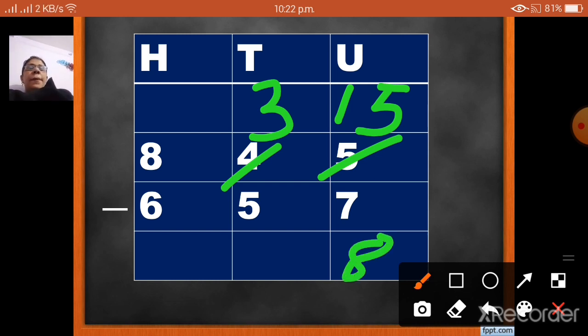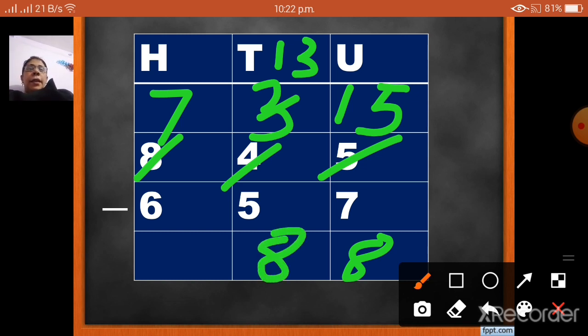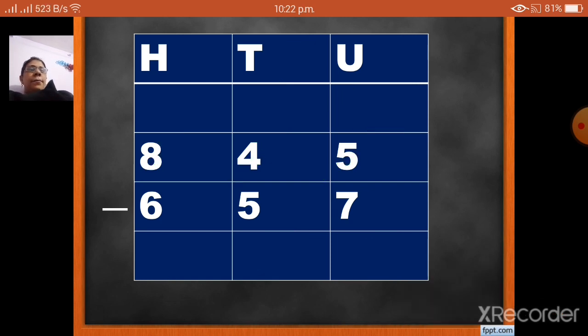Now 3 minus 5. Again 3 is a smaller number, 5 is a bigger number. So we'll cut this 3 and we'll make it as 13. And I'll cut this 8 and we'll make it as 7 because I borrowed 1 from 8 to make that 3 into 13. So after 5 you have to count till 13: 6, 7, 8, 9, 10, 11, 12, 13. So 13 minus 5 is again 8. Okay, now 7 minus 6 will be 1. So 845 minus 657 is 188.